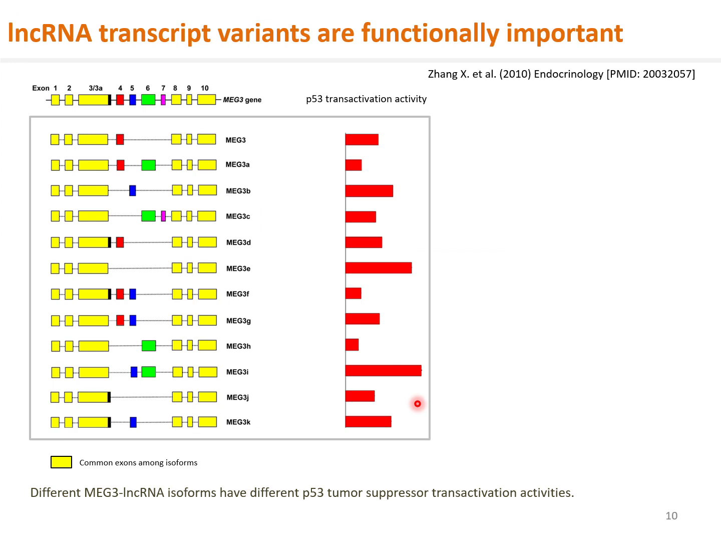Like mRNAs, lncRNAs are alternatively spliced into lncRNA transcript isoforms. These lncRNA transcript isoforms can have distinct biological activities and sometimes even opposite functions. For example, an oncogene becomes a tumor suppressor. For example, the MEG3 lncRNA gene has 10 exons, alternatively spliced into 12 MEG3 lncRNA isoforms. The common exons are colored yellow and alternatively retained exons in other colors. These isoforms have different p53 transactivation activities. Profiling lncRNAs at the transcript-specific level is biologically meaningful.